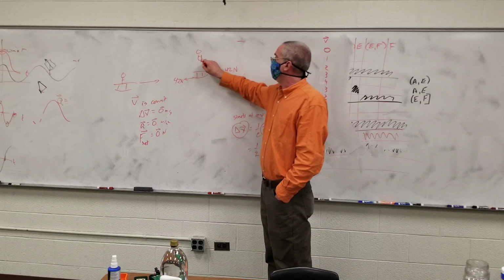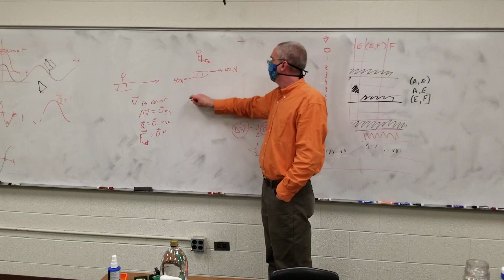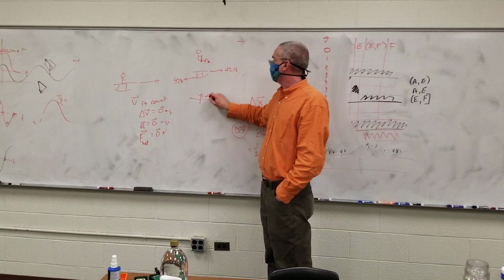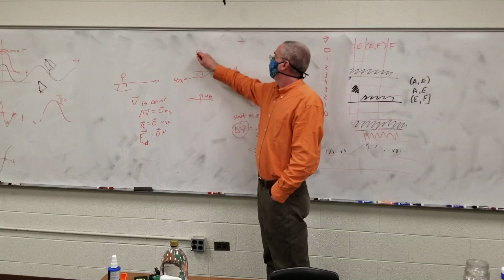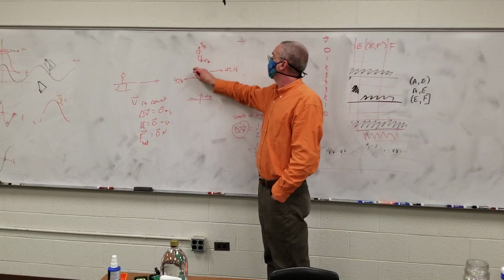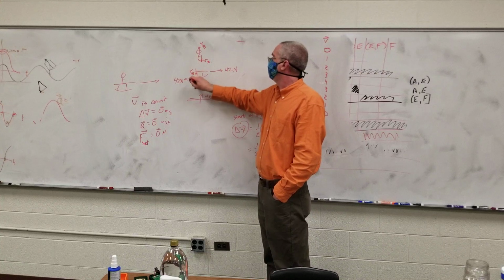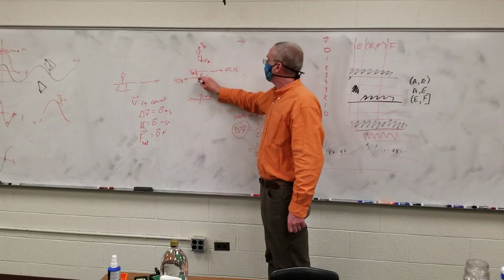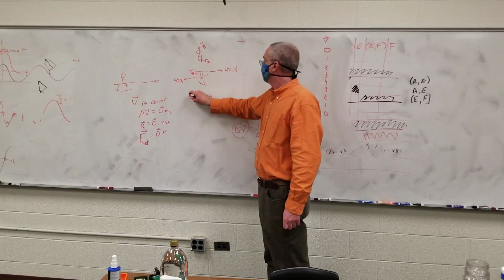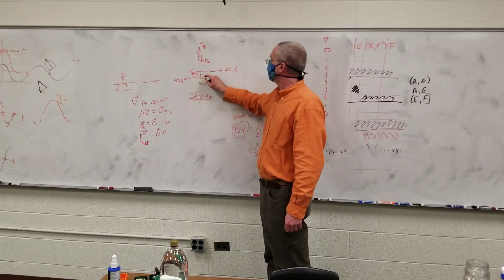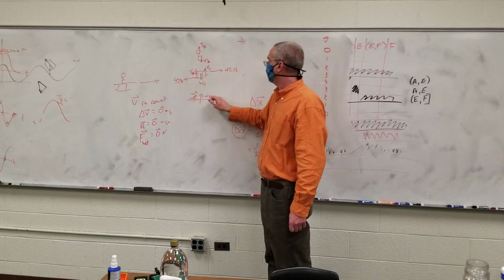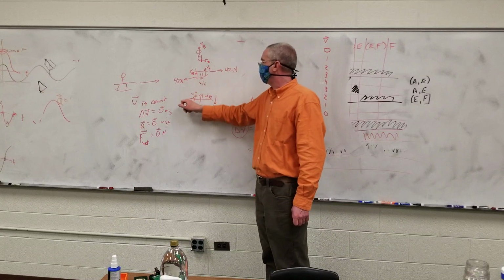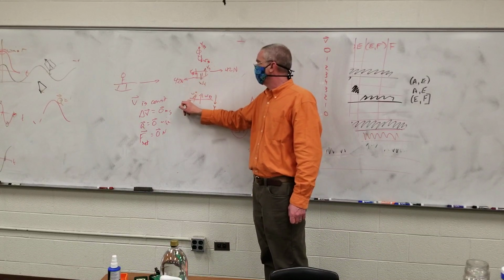The boy has some weight, so W sub B. There's a normal force acting on the boy, and that's pushing down on the sled. The sled has weight. And there's a normal force pushing up on the sled and down on the ground. And then there's a reaction to the friction force.